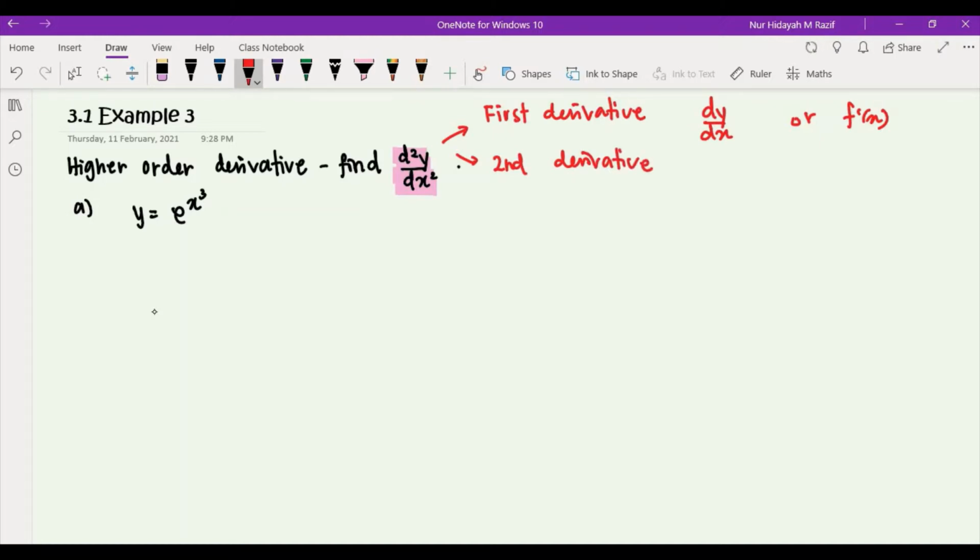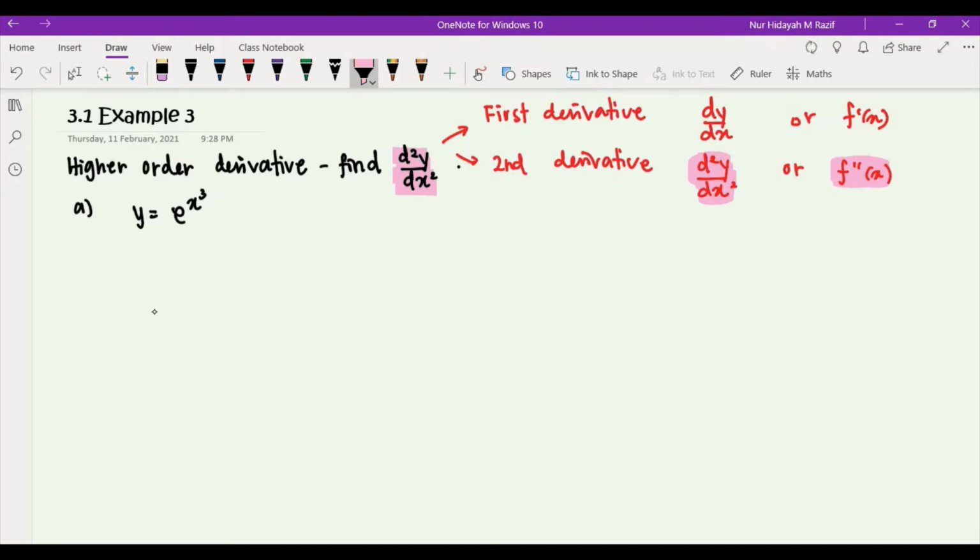Jadi daripada y, awak akan dapat d2y by dx2, ataupun kalau bermula daripada fx, selepas dua kali pembezaan kita akan dapat f double prime x. Jadi itu yang kita akan buat. Kita akan fokus on f double prime x ataupun d2y by dx2. In this case, ikutlah soalan dah sebut y. So kita akan dapat d2y by dx2.